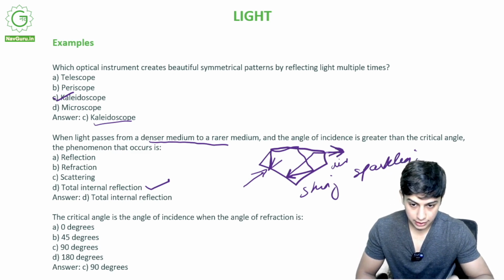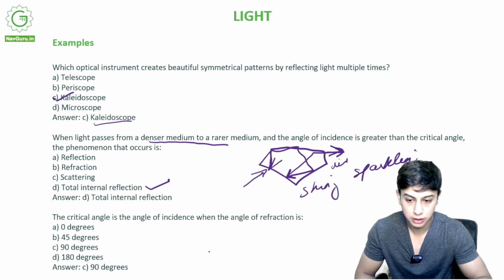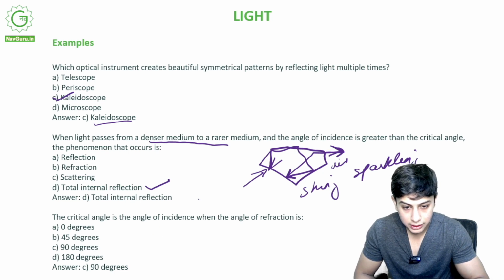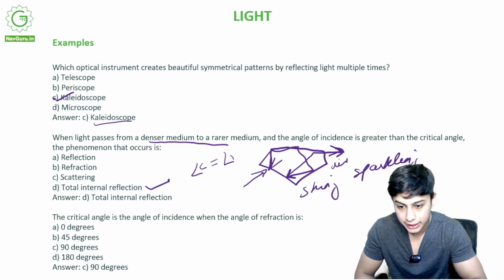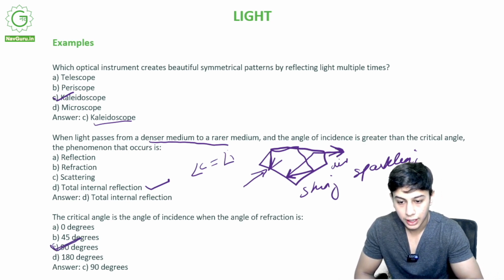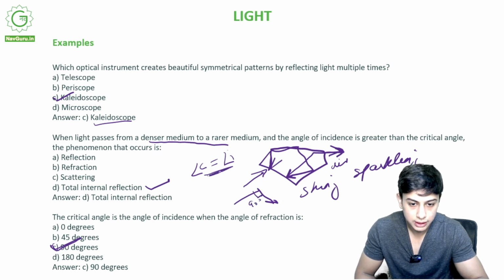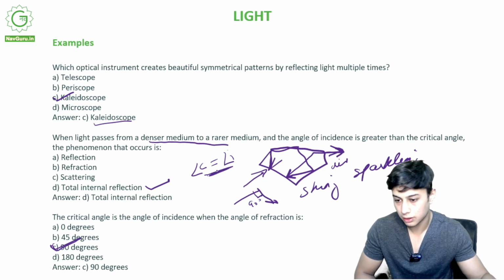The critical angle is the angle of incidence when the angle of refraction is how much? Alright, so do remember this. Critical angle is the angle of incidence. That means critical angle is equal to angle of incidence when the angle of refraction is 90 degrees. When the bending is at 90 degrees. Okay, so it's going this way and it's going this way. This is a 90 degree. Okay, that is when the angle of incidence is equal to the critical angle. Alright.